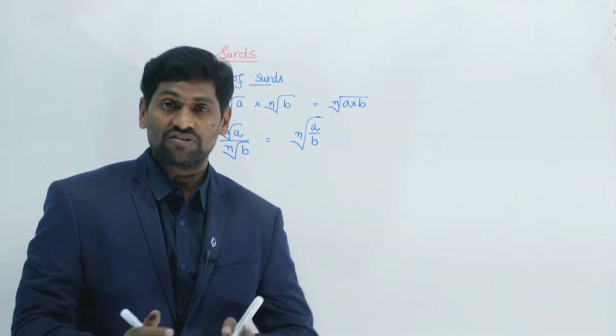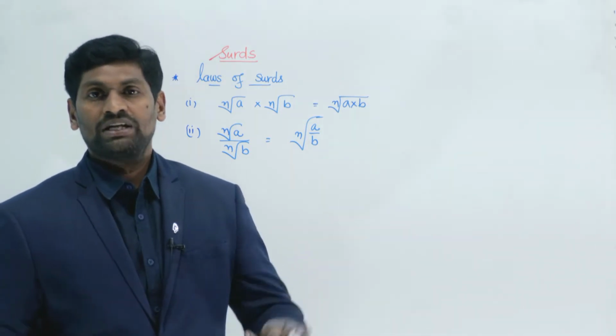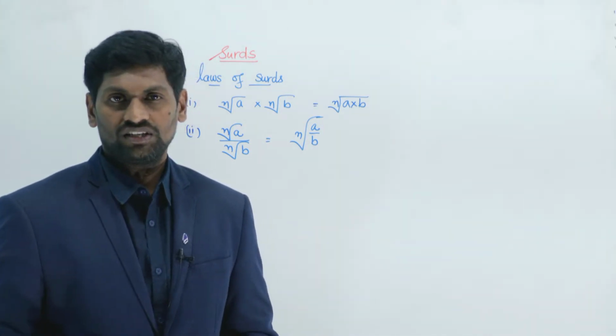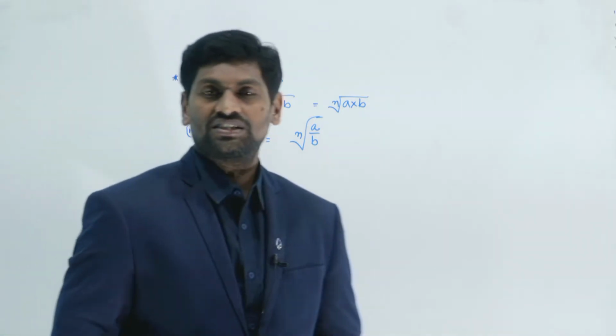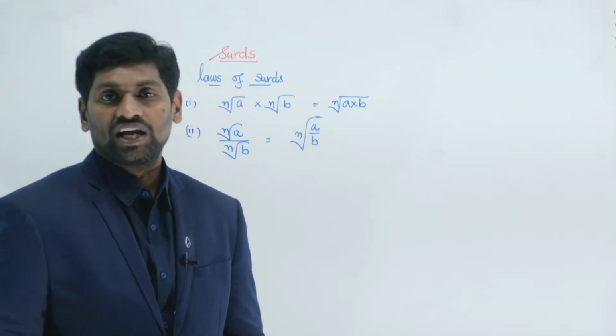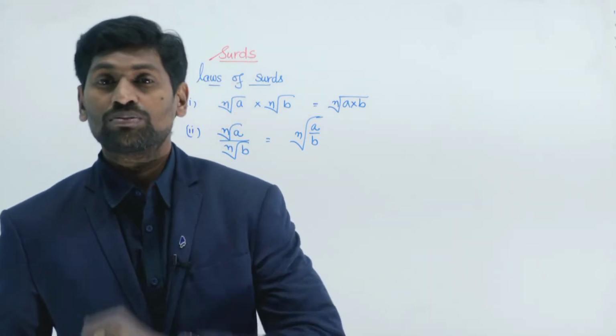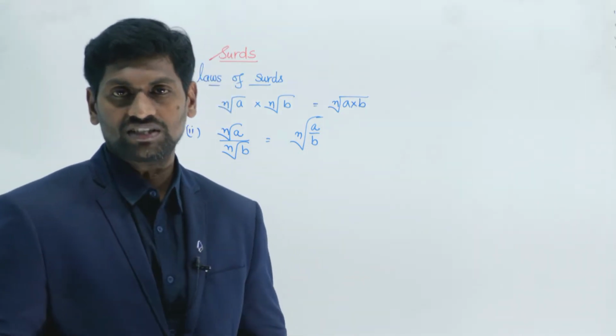Same like the laws of exponents: A power m by B power m is nothing but A by B whole power m. Okay. So what are similar surds? Similar surds are those whose radicands are the same. The order must be the same and the radicand also must be the same. Then we can call them similar surds.